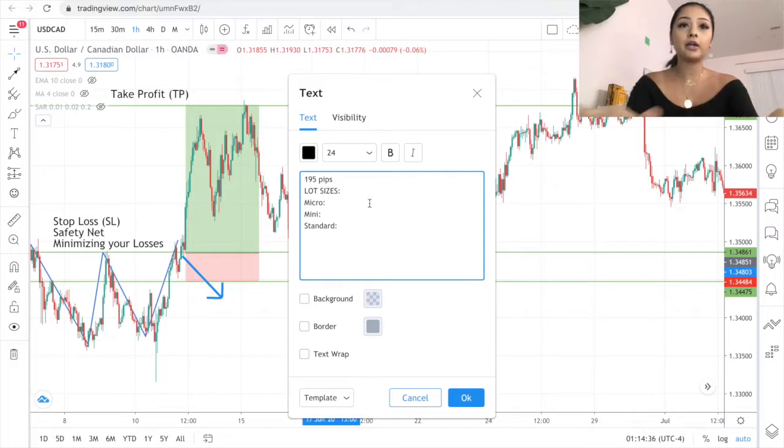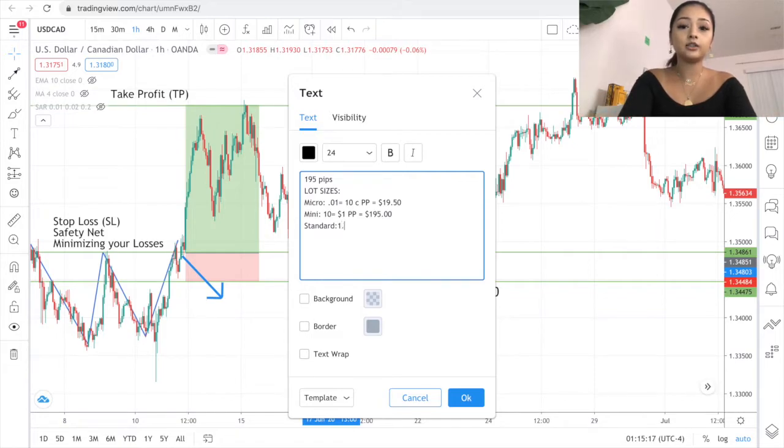So here on the micro lot size, it looks like a penny, right? But it's actually 10 cents per point, okay? Which means, I want to make this simple, on every single point that the market moves in your favor, you're going to be making 10 cents. So on a trade where you profited 195 pips, you would have made $19.50. Now the mini lot size looks like 10 cents, but it's actually going to be $1 per point, meaning that you would have made $195 on that trade.